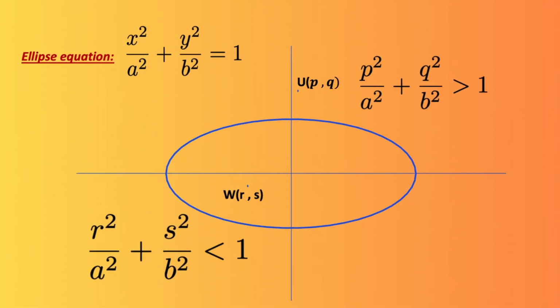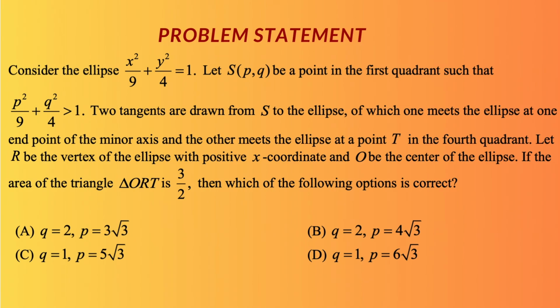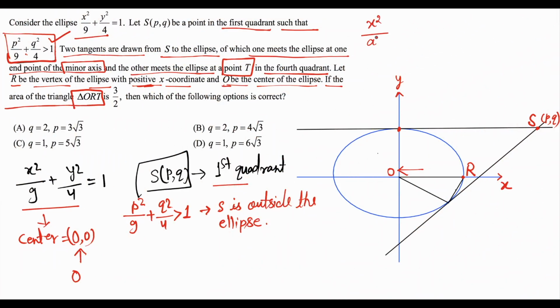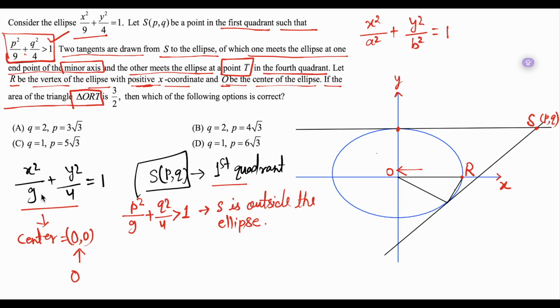And regarding the position, the condition of a point being outside, like U, and a point being inside, like W, will be as displayed. So this is the problem of an ellipse which we are going to discuss in a while. We will just be using the standard equation of an ellipse with the center at 0 to find the length of semi-major axis A and semi-minor axis B.